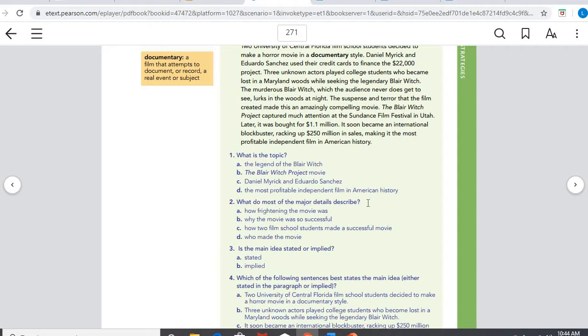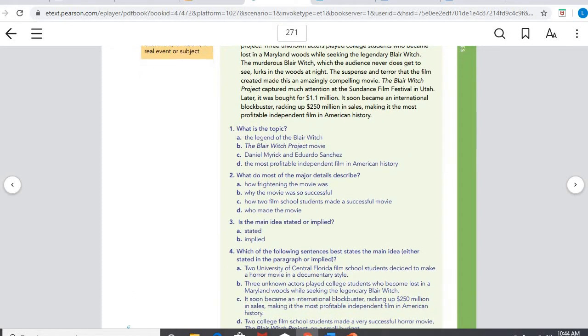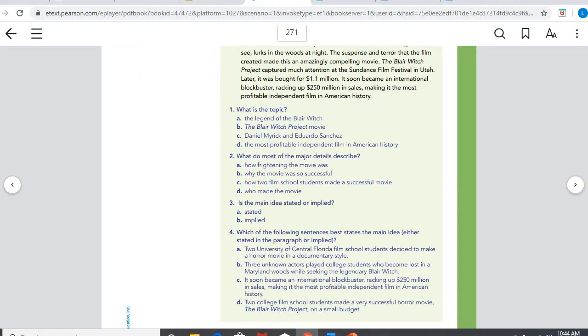What do most of the major details describe? Well, they're talking about how these two students made this movie, how much money they spent, what the premise was, how successful it became. For the bottom, I'm actually going to do 4, and that's going to answer question 3 for me. So if I look at number 4 first, which of the following sentences best states the main idea, whether it's directly stated in the paragraph or implied?